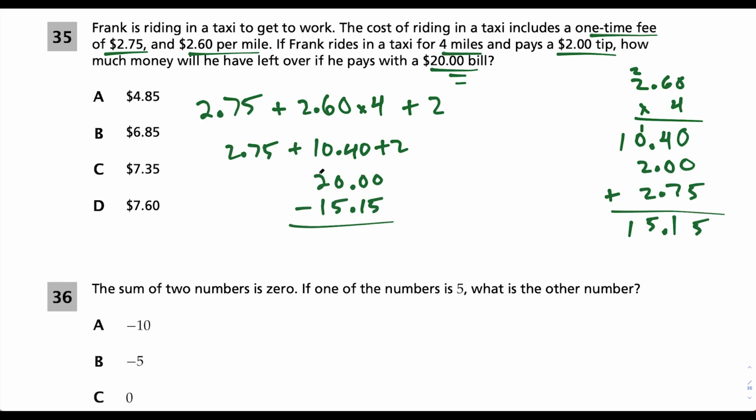And now we just have to borrow here. This is going to become a 1, making this a 10. And then we borrow from this to make this a 9, to make this a 10. And we borrow again to make this a 9. And this is a 10. Now, that's a little bit of extra work to do here, but whatever. We'll just work this out. 10 minus 5 is 5. 9 minus 1 is 8. We bring down the decimal. 9 minus 5 is going to give us 4. And then we have 1 minus 1 is 0. So we're not going to write a 0 here. We have $4.85 is Frank's change. Choice A is our solution.